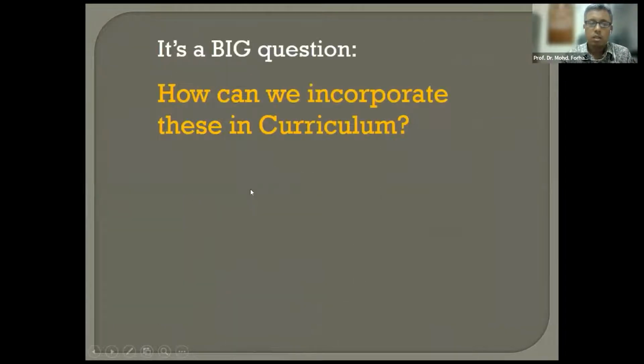how we can incorporate this in our curriculum, this is a big question, because traditionally, we only focus on knowledge, and our curriculum is content-based. And when we want to shift this content-based curriculum to an OBE curriculum, then we must address these things, that what outcome we want to achieve.